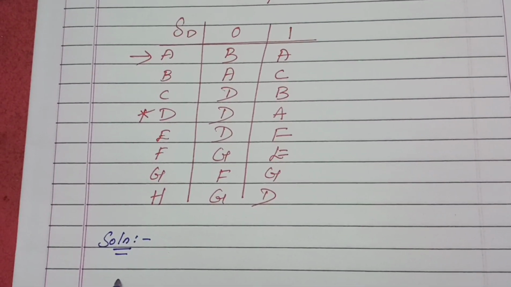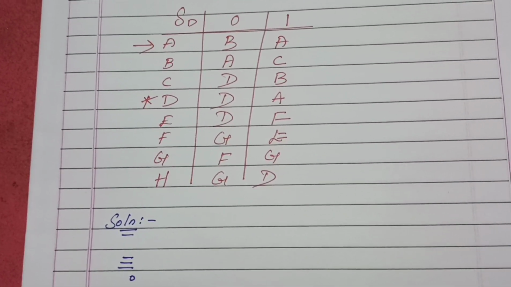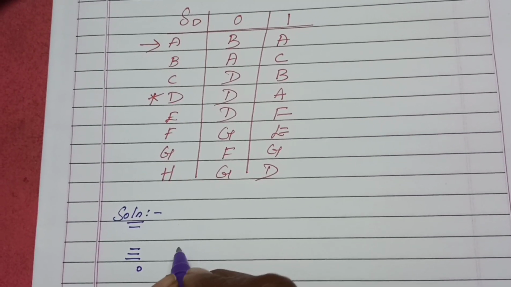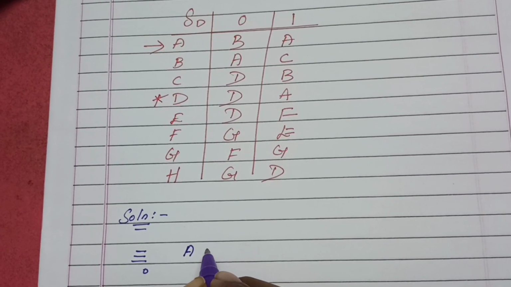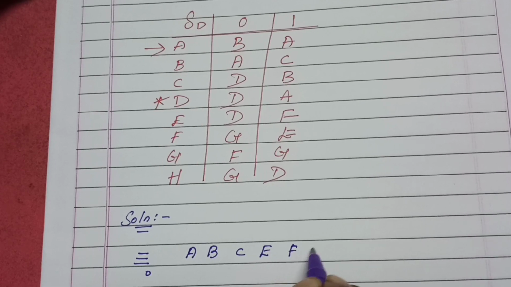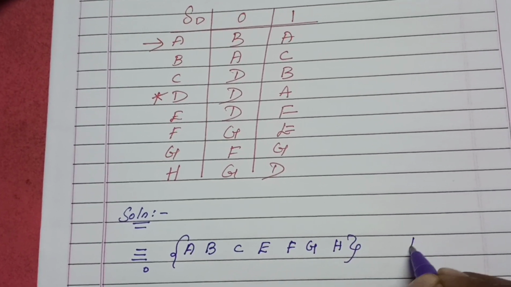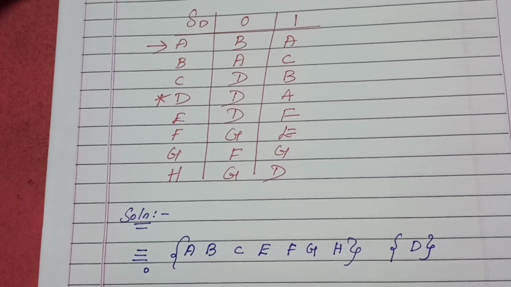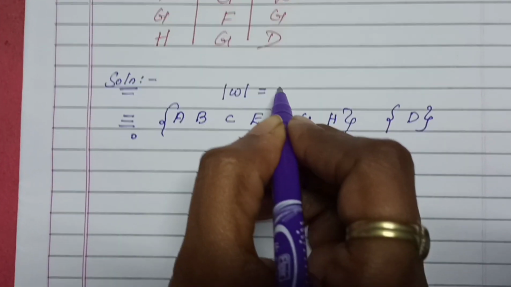First I'm finding the equivalence class 0. Equivalence class 0 means the given states must be divided into final and non-final states. So what are all the non-final states? Except D, everything is a non-final state: A, B, C, E, F, G, H. And D is a final state. So equivalence class 0 is done. Equivalence class 0 means nothing but the length of the string is 0.